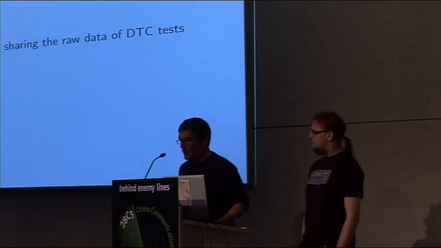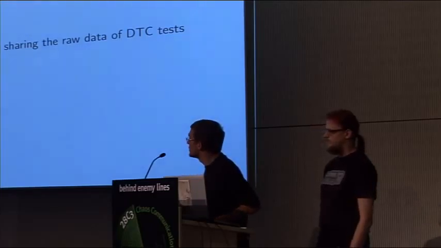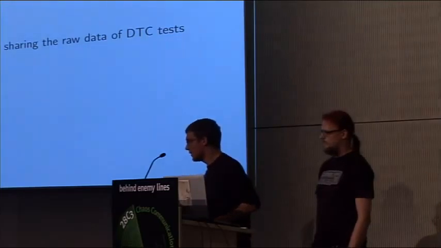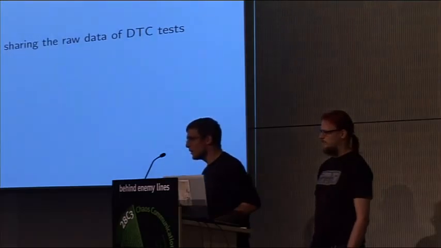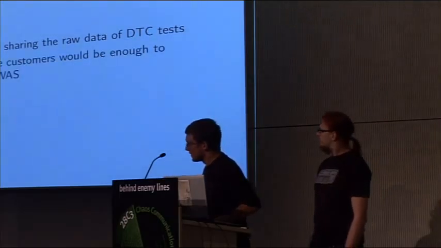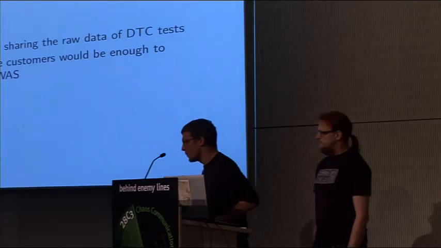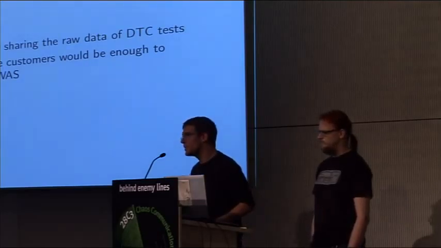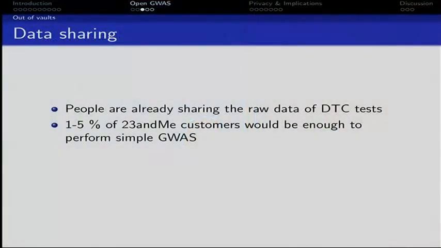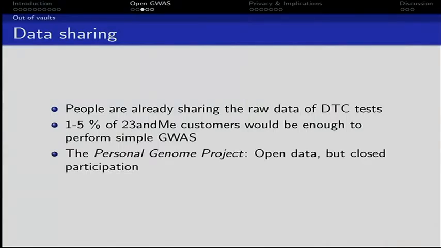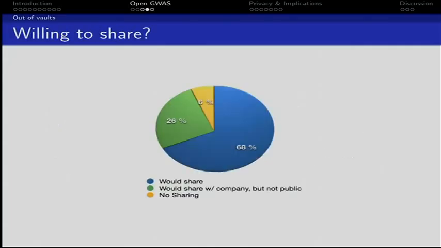And the problem is that people are already sharing their raw data from these DTC companies with other researchers. And about 1 to 5% of all customers of 23andMe would be able to share their data. They would be okay with that. And there's one project going on, the Personal Genome Project, which is open data, but it's closed participation, so not everybody can participate if they even wanted to.